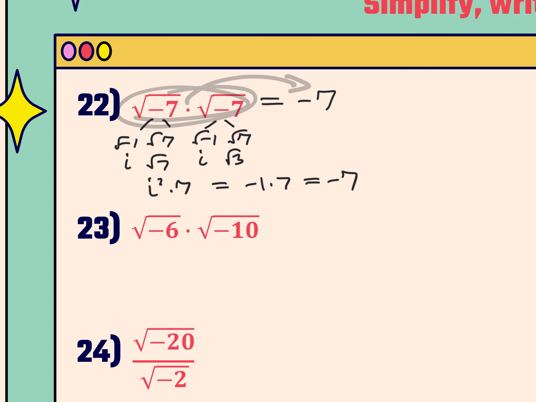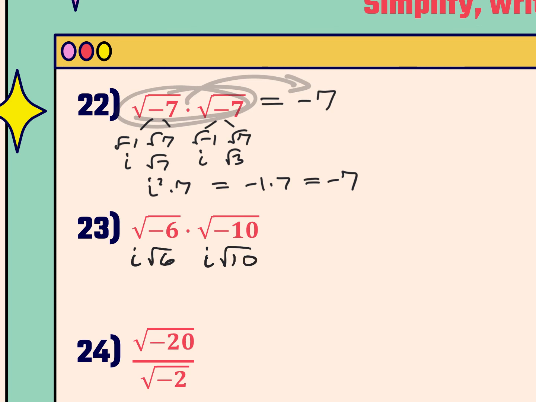Now for the next one, you could either choose to multiply it, or what you can do is break it down. Now, don't be tempted to think that a negative times a negative is a positive, because then that's going to mess up your answer. So what we need to do is think of it like this. This is i radical 6 and i radical 10.